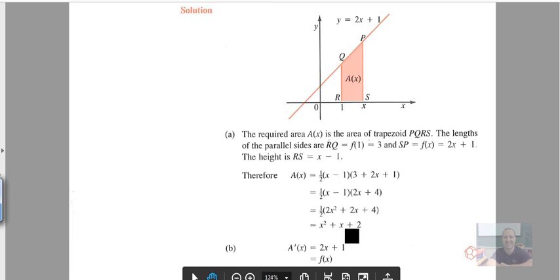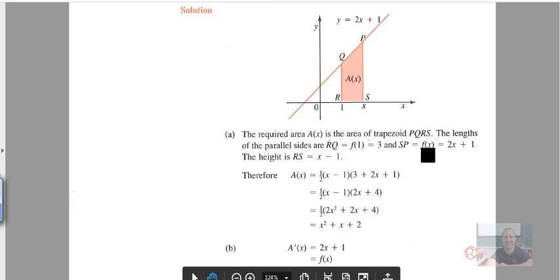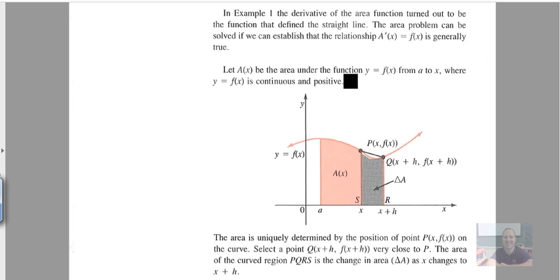But it is interesting to note that the derivative of what the area is, is in fact the function up here. And that's going to be super important going forward, okay? Because this connection is really neat. So what we see is in example 1, the derivative of the area function turned out to be the function that defined the straight line or the upper bound.